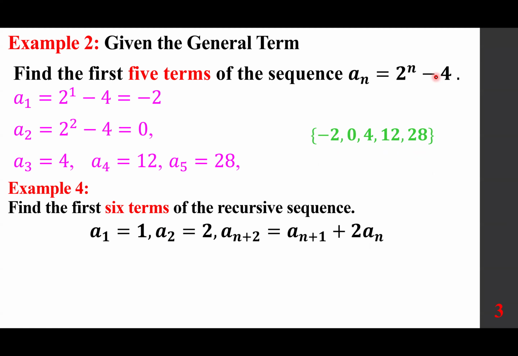Find the first 6 terms of the recursive sequence. A sub 1 is 1, A sub 2 is 2, and A sub n plus 2 is A sub n plus 1 plus 2 A sub n. We have 2 terms, we need 4 more terms. So what does this mean? If I want a term, A sub n plus 2, I go to the previous one, A sub n plus 1, and then I go to the one before that, times 2. So if I want A sub 3, then n must be 1.